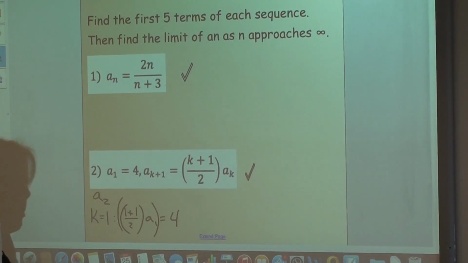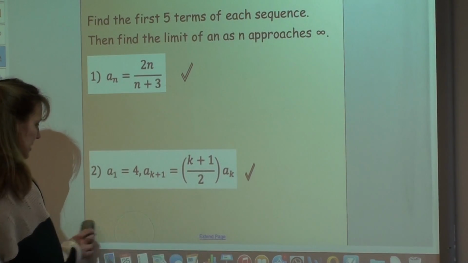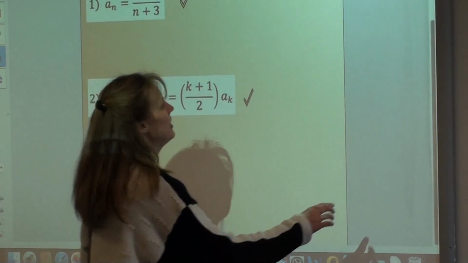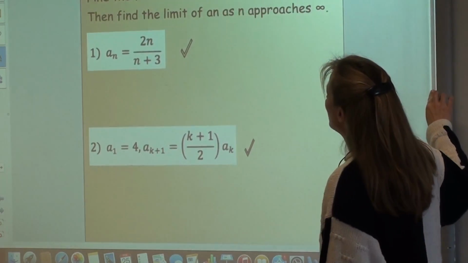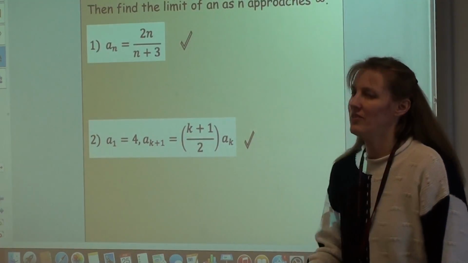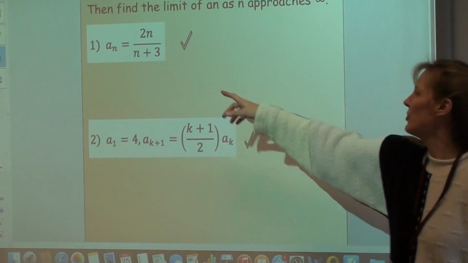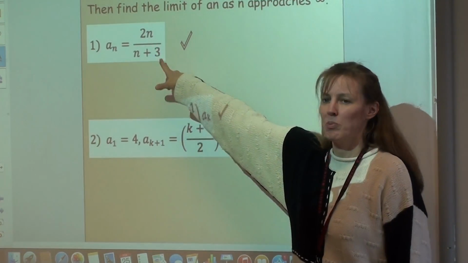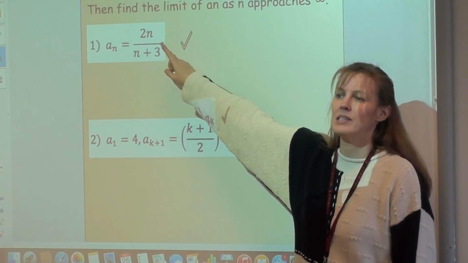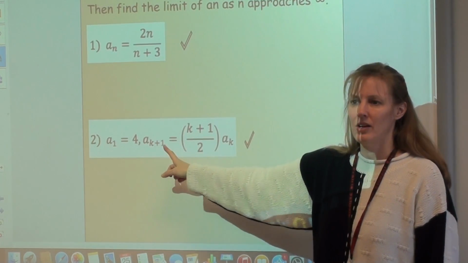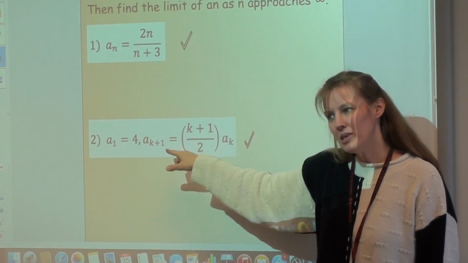All right. So, what I want you guys to do, let me erase this, is take a minute and find the first 5 terms of each sequence and then find the limit, if you can, as n approaches infinity. So the first sequence, is this explicit or recursive? Explicit. What about this one? Recursive. Be careful with this one.